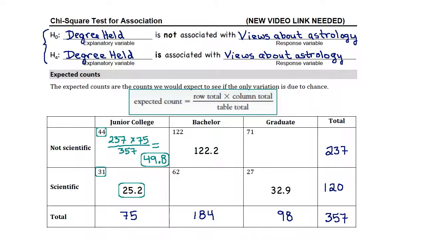That's how many junior college degree holders we would expect to see who think that astrology is not scientific, based on the fact that we had 237 people answering that astrology is not scientific, that we had 75 junior college degree holders, and that our table total is 357, assuming that there is no association between these two variables. So go ahead and pause this video right now and calculate the missing expected counts for graduate not scientific and for bachelor scientific, the two empty ones, and then resume the video and see if your answers match mine.